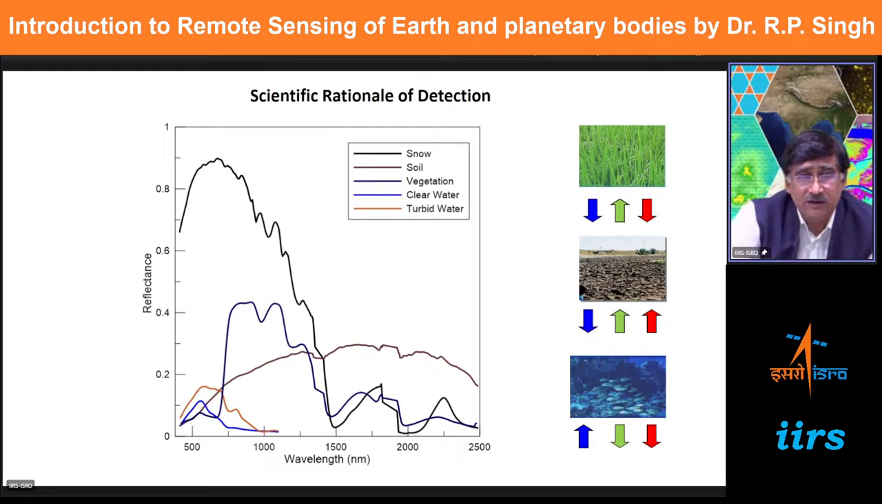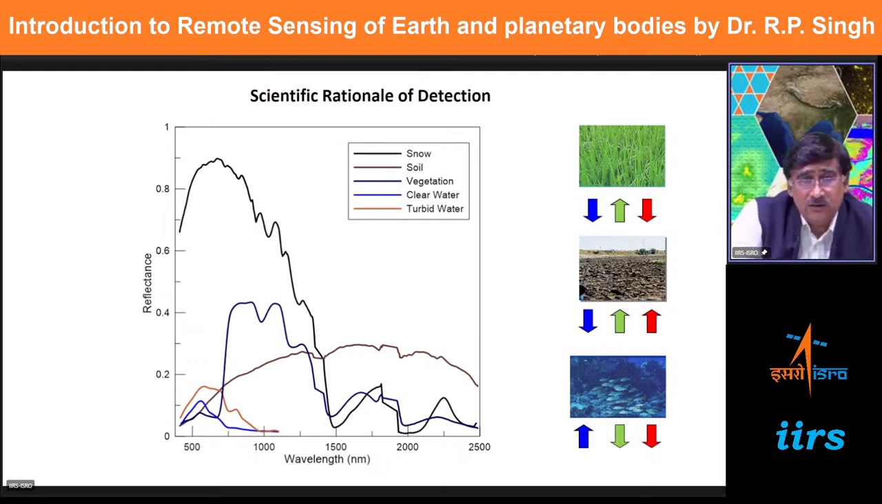And this peculiar behavior of reflection in vegetation is used in remote sensing to know its vigor in the form of an index called normalized difference vegetation index, NDVI. What is this NDVI? NDVI is a measure in which the near infrared reflectance and the red reflectance are taken together, and using this contrast between these two, we are able to know the vegetation vigor.